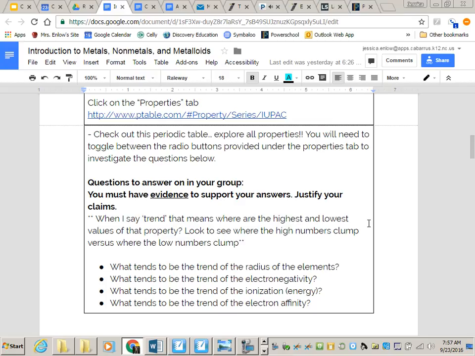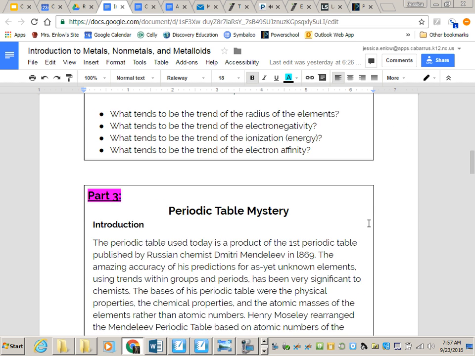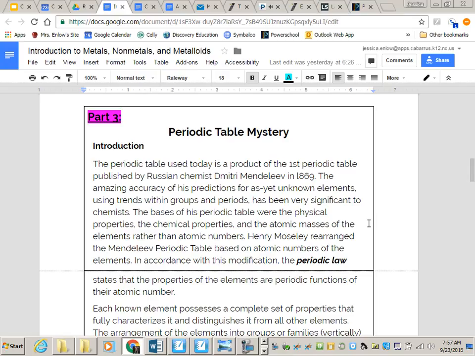You remember how to make a copy of my documents? You can make a copy under File, and you can make a copy for your own group, and you can all work on it, but you need to come to that decision together. Part 3 is a periodic table mystery. I'll let you read that, and I'll let you read part 4.